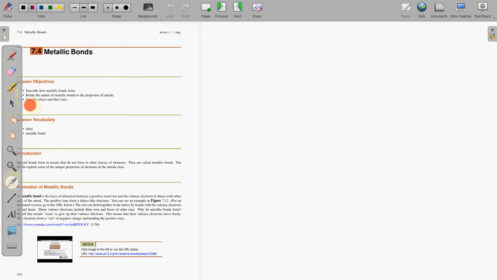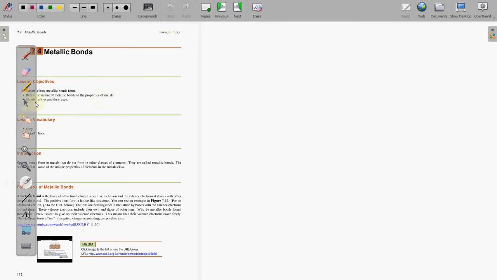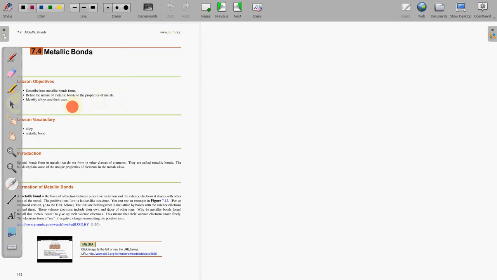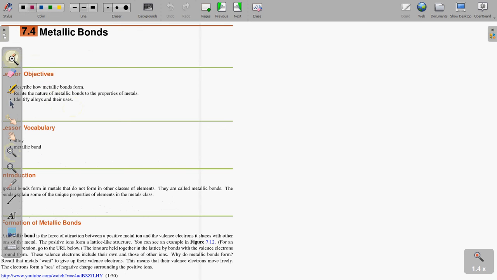Describe how metallic bonds form. Relate the nature of metallic bonds to the properties of metals and identify alloys and their uses. We need to be able to define alloy and metallic bond.